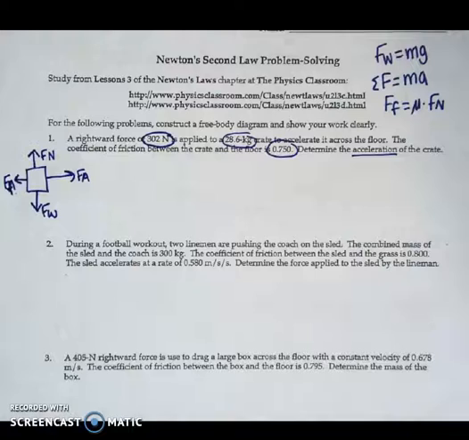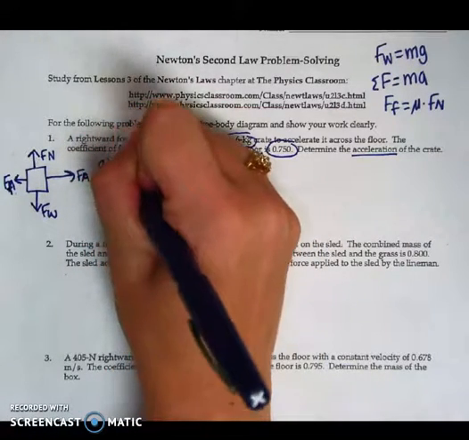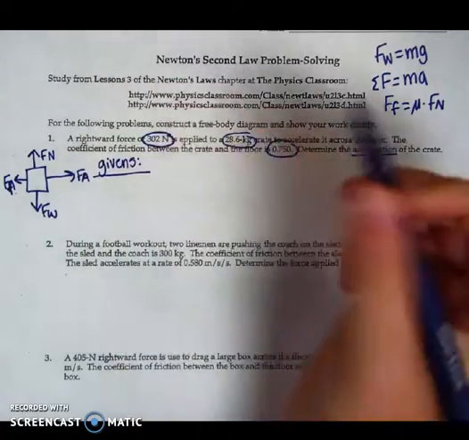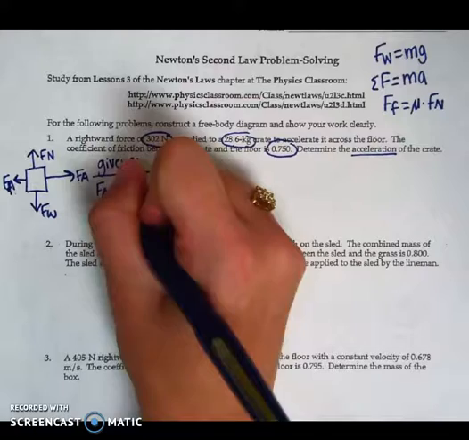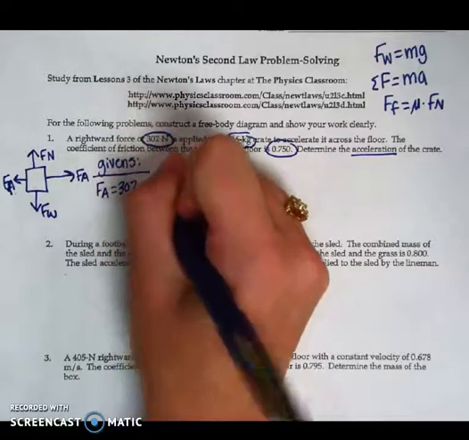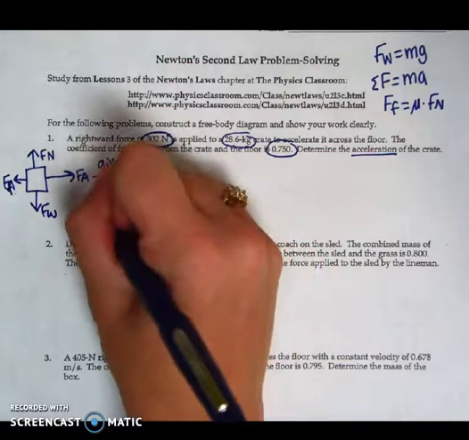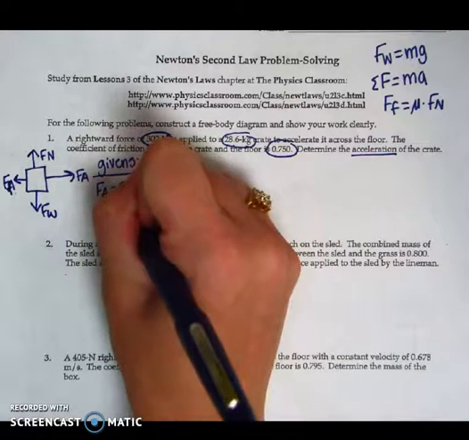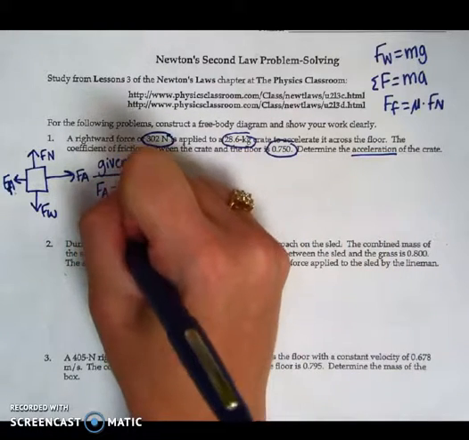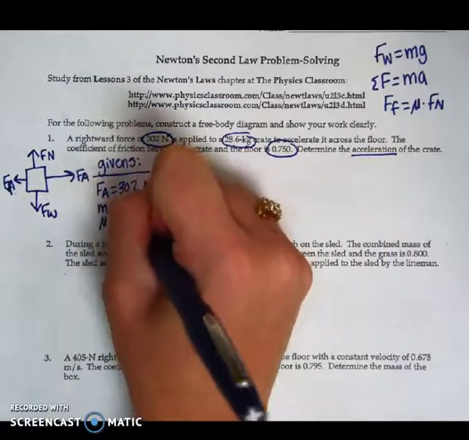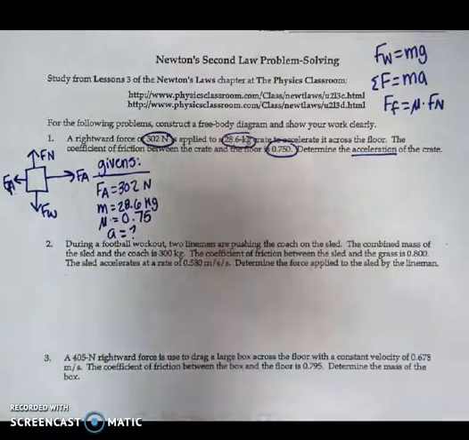So looking at this problem, now I just want to write out my list of givens. So the problem tells us we had a rightward force of 320 newtons. So we're going to just label that as our applied force. Then it tells us our mass, because we recognize kilograms as mass. And that coefficient of friction is going to be that weird Greek letter, or that mu, which lets us know how hard it is to move objects across the surface. And we're looking for acceleration.